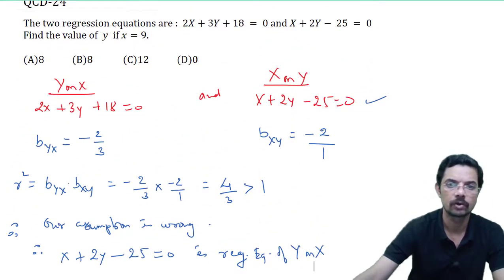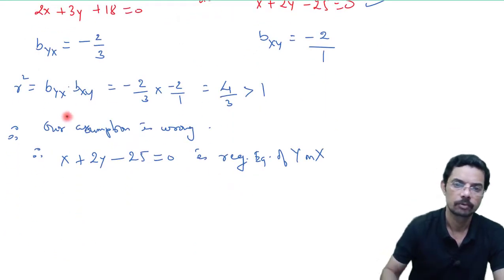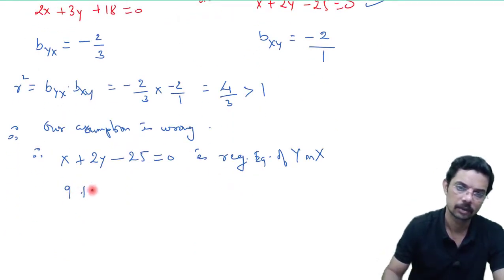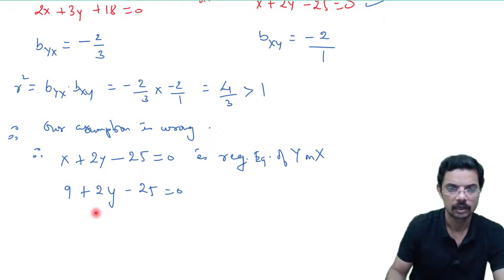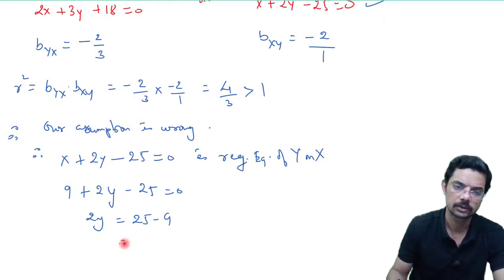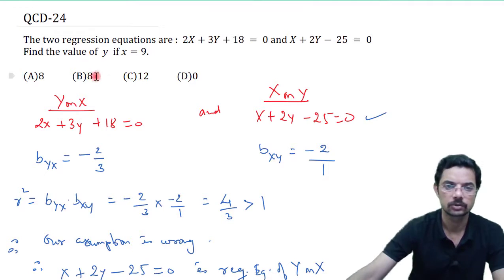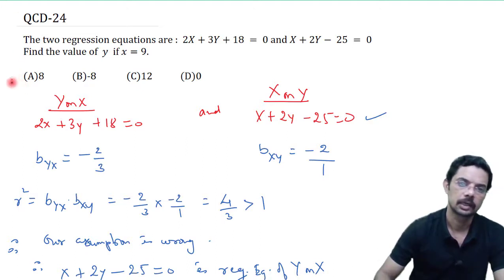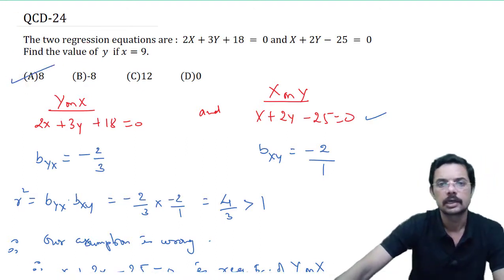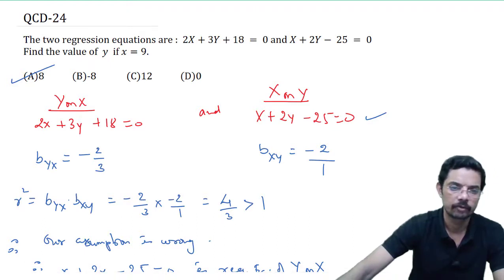Now we need to put the value of x equal to 9 to find y. We shall put the value of x as 9 plus 2y minus 25 equal to 0. So therefore, 2y will be equal to 25 minus 9, which is equal to 16. So y is equal to 16 by 2, so y is equal to 8. There was an error in the question, so let me take one of them as minus 8. So therefore, option A, 8 will be the correct answer. That's it. Let us move on to the next question, question number 25.